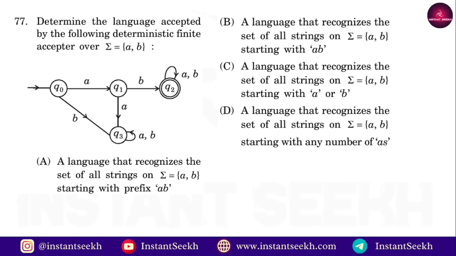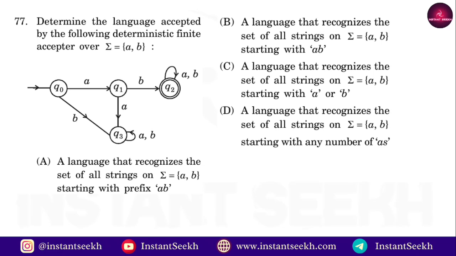Determine the language accepted by the following deterministic finite acceptor. We have been given the set A, B. Let's see the options and what they state. You can visually go through the diagram. Now, what language will be accepted? First option is a language that recognizes the set of all strings starting with the prefix A, AB. Next, option B, a language that recognizes the set of all strings starting with AB. C, all strings starting with A or B. And D, a language that recognizes the set of all strings starting with any number of As.